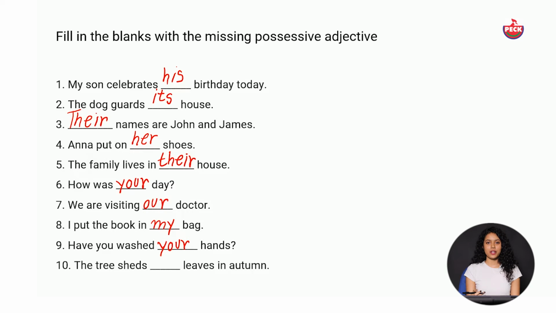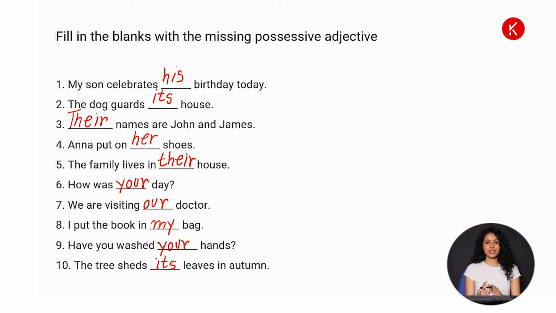We've come to the last question of this exercise. The tree sheds blank leaves in autumn. I'm going to give you some time to figure this out. What do you think would be the answer? The tree. So the tree is an inanimate object. It has no life. So the subject pronoun would be it. What is the possessive adjective for it? The answer is its. So the tree sheds its leaves in autumn.